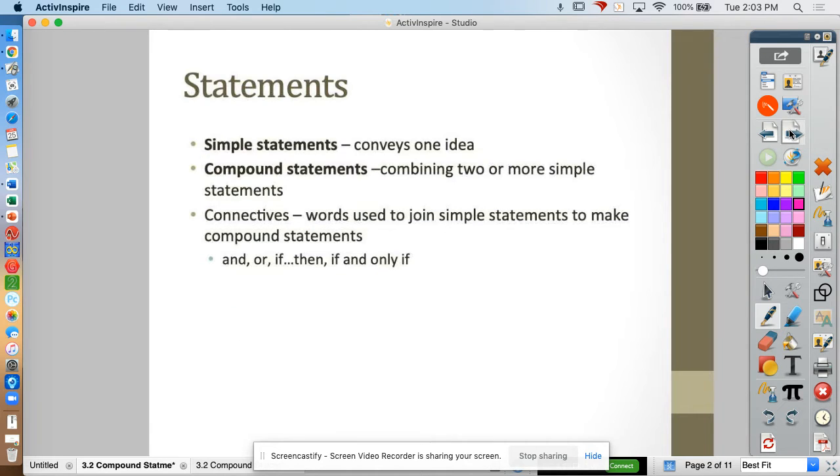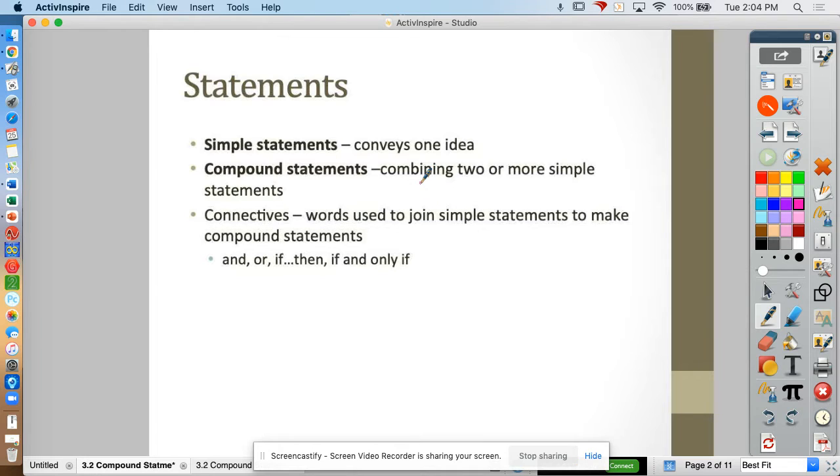So to review or recap a little bit from last section, we talked about what a statement is. A statement is something that is true or false, but not both at the same time. A simple statement is only going to convey one idea. If we put a couple of those together, we get a compound statement, combining two or more simple statements. How we combine those is what we're going to talk about today.